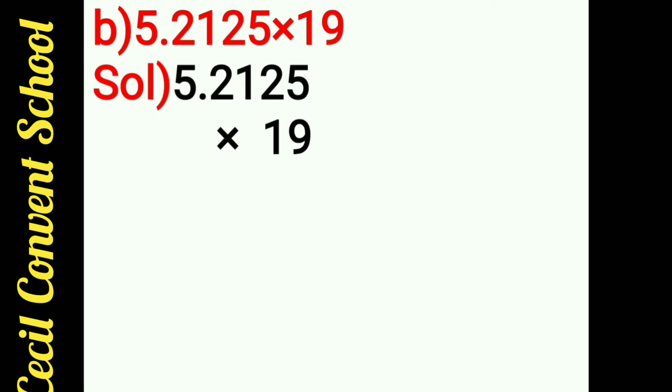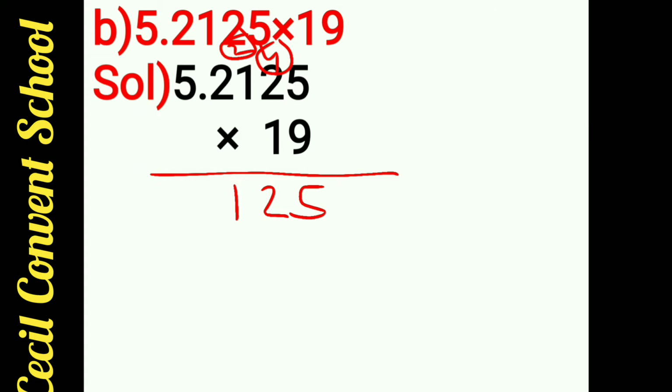B part, firstly we multiply by 9. Clear? Because 5.2125 you have to multiply by 19. In 19, firstly you multiply by the ones place number, that is 9. 9 5s are 45, so 5 will come here and 4 will go on 2. Clear? 9 2s are 18, 18 plus 4 is 22. So 2 will come on 1. 9 1s are 9, 9 plus 2 is 11. So now 1 comes on 2. 9 2s are 18, 18 plus 1 is 19. So now 1 comes on 5. 9 5s are 45, 45 plus 1 is 46.